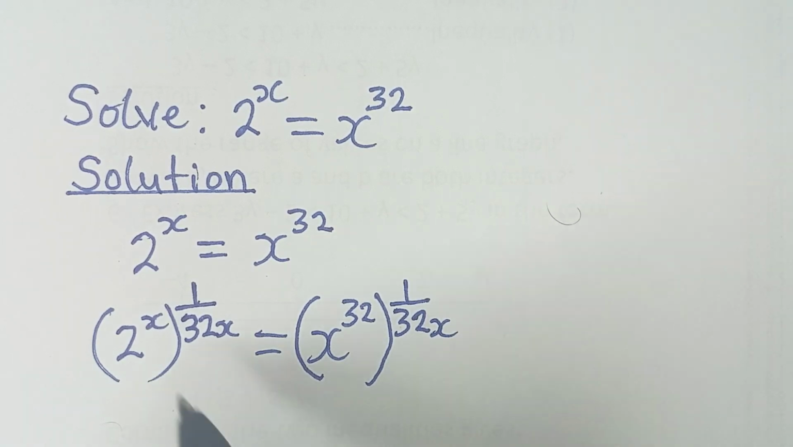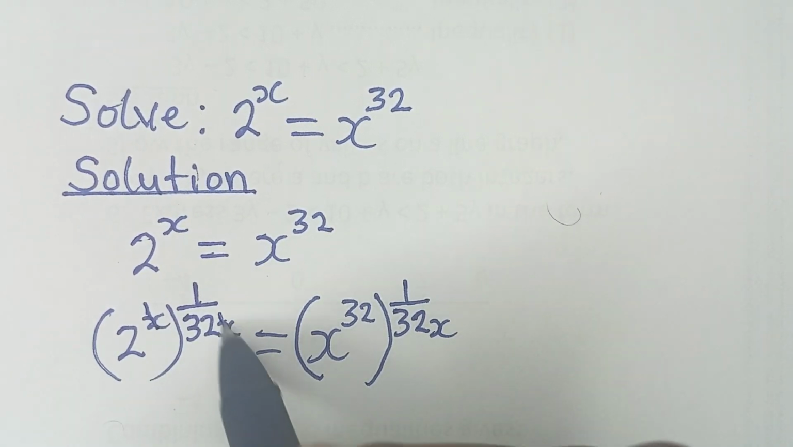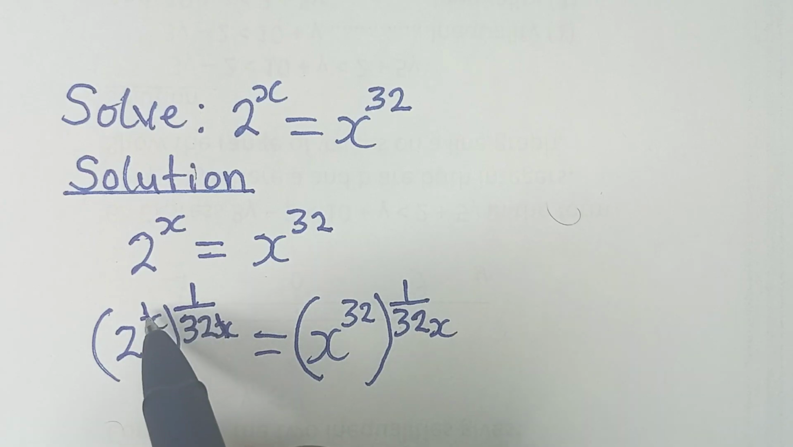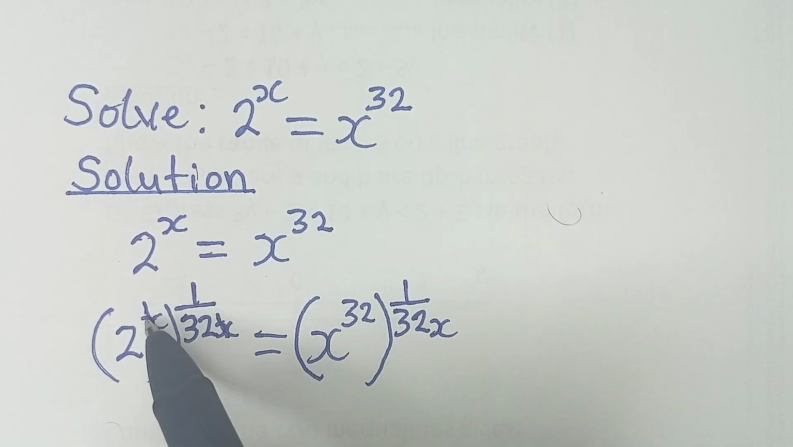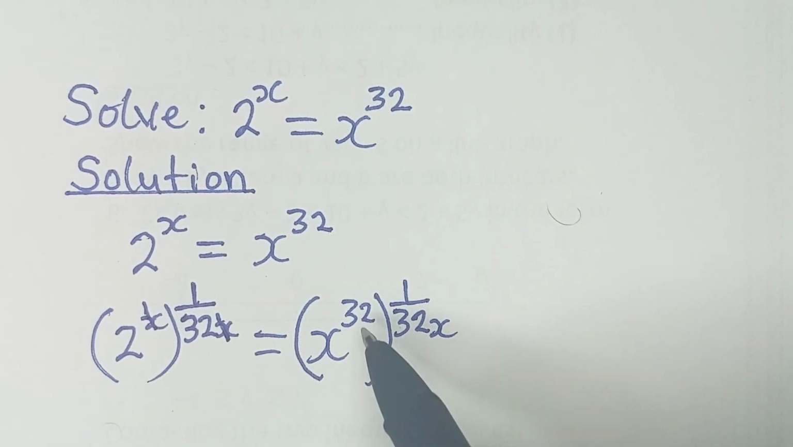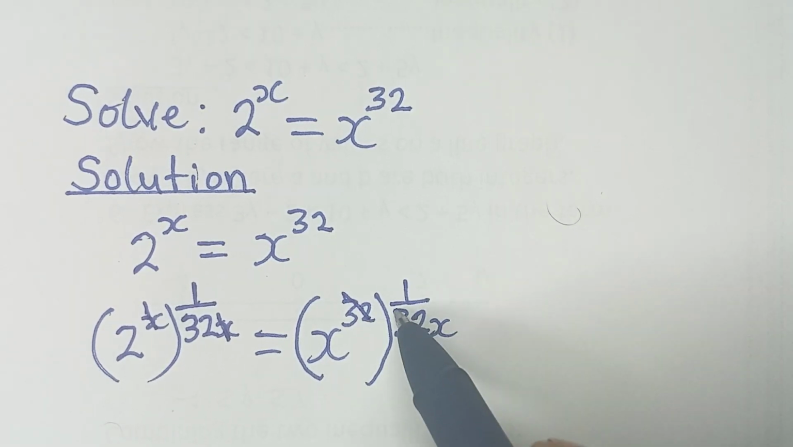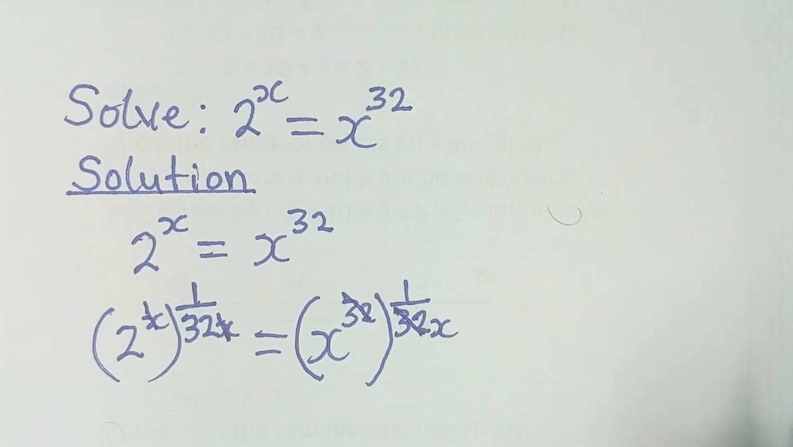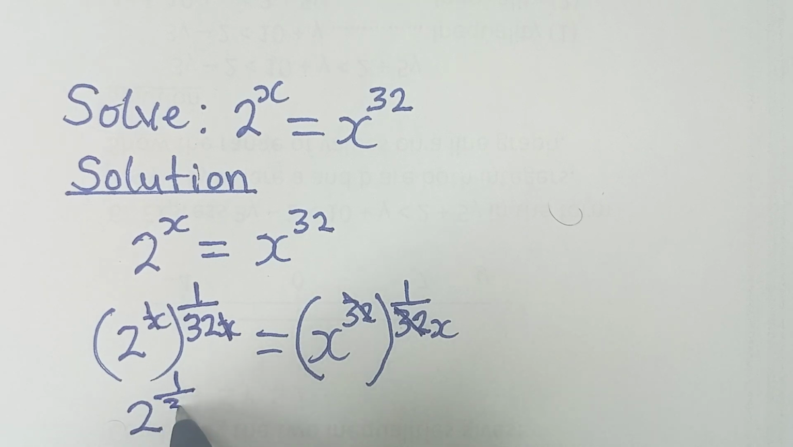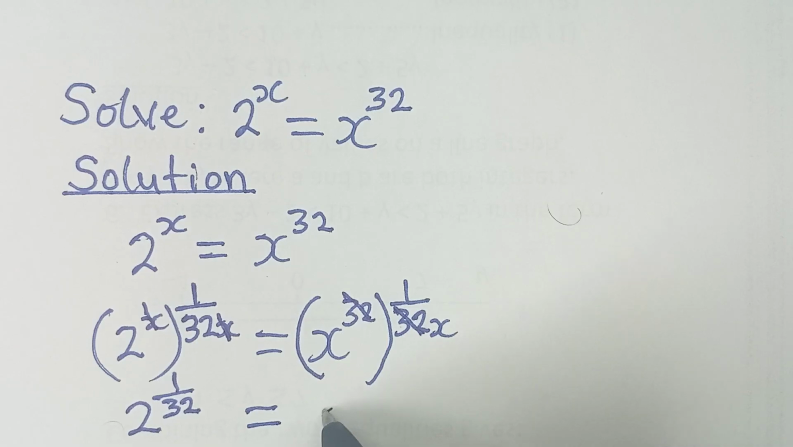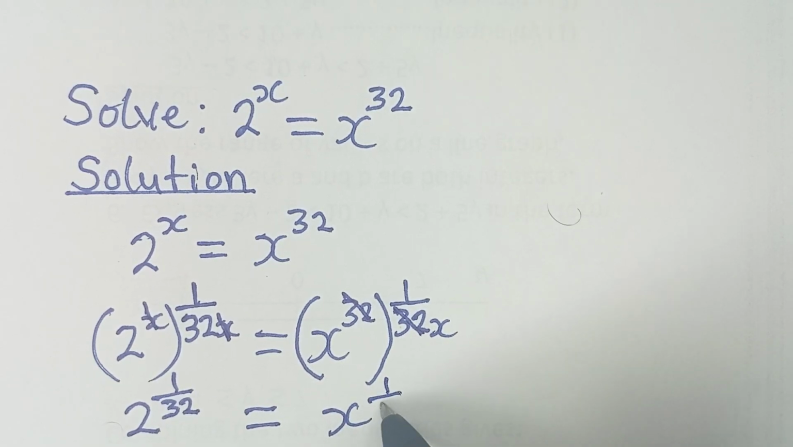So now let's simplify this. Here we cancel x, because when we have situations like this, the powers multiply each other. So when this x multiplies this 1 over 32x, the x will cancel x. And when we also have this 32 multiplying 1 over 32x, 32 will also cancel 32. So what will be left here is 2 raised to the power 1 all over 32, and what will be left here is x raised to the power 1 all over x.